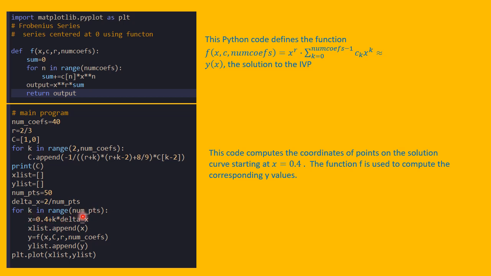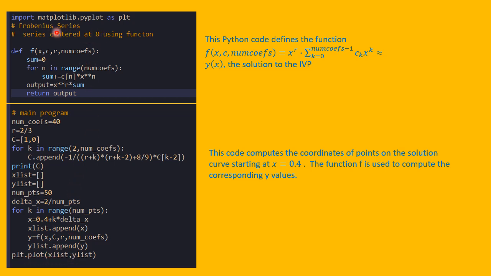I'll compute an x value for a point that I'll plot. I'll append that to X list. I'll compute the corresponding y value, so x comma y will be plotted. That y value is defined by a function that we will call f of x, this x value that we had up here. C is the list of C values for our sum, partial sum in this case. R is 2/3 right now, and the number of coefficients that are in the series. And then I'll append that y value to y list. After this loop goes through about 50 times, we will plot x list versus y list.